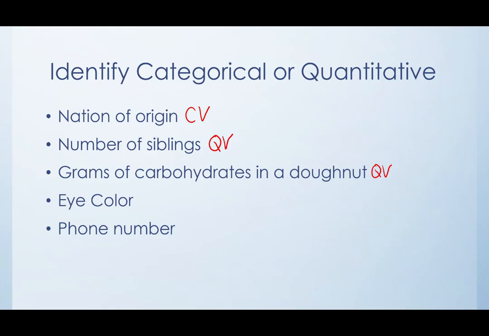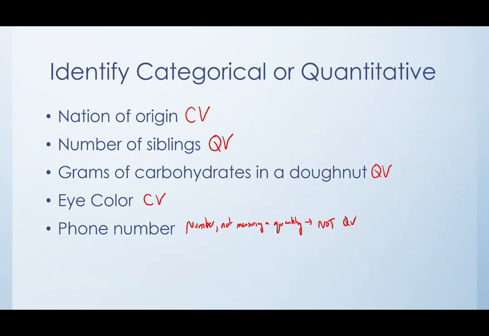Eye color. Now here you're not measuring a quantity. It's not going to be a number. It's going to be red, green, blue. Not red, hopefully, but green, blue, brown, hazel, whatever. So that's going to be categorical. Now phone number. It's a number, right? But it is not measuring a quantity. So it is not a quantitative variable.